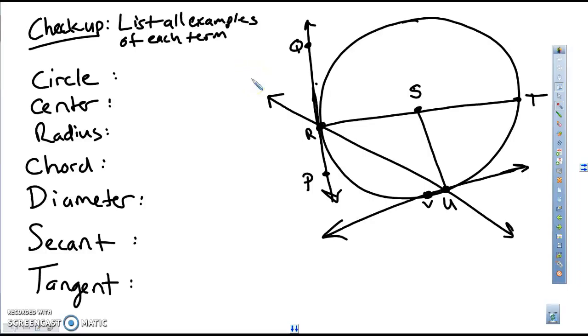All right, so just to make sure you're good with your vocab terms that I just threw at you, go ahead and pause the video and see if you can list all the examples you can see from this picture for each of these terms. For example, list all of the possible circles you see here, list all of the center points, list all of the possible radii that you see, etc., etc.